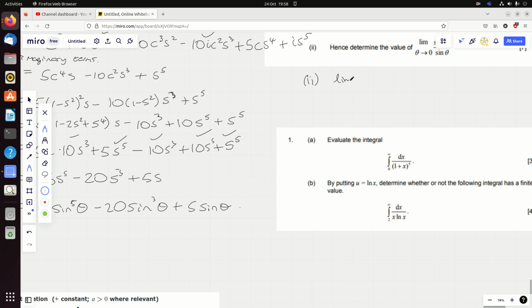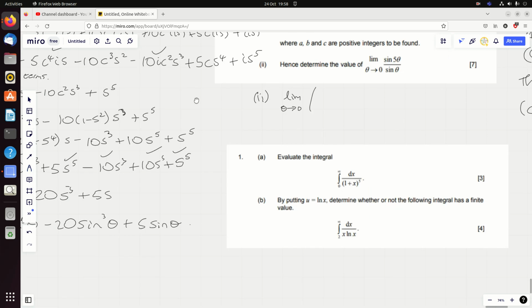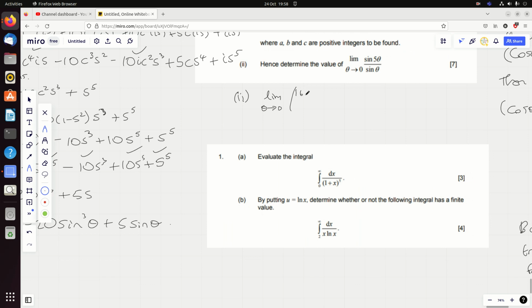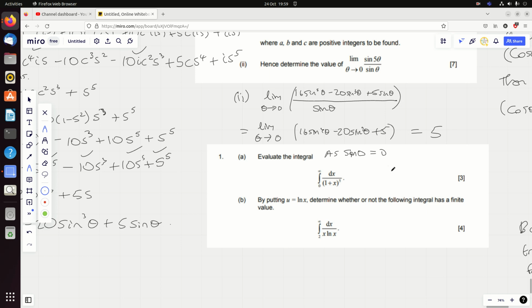So we can just say limit as theta tends to 0 of, and let's just divide that all by sine theta, equals the limit as theta tends to 0 of 16 sine to the 4th theta minus 20 sine squared theta plus 5, which equals 5 as sine of 0 equals 0. Yeah, done. I can just see it in my head how the answer is going to arrive, and it kind of annoys me when I've got to write lots of stuff down, but I better, just to make sure I get the answer.